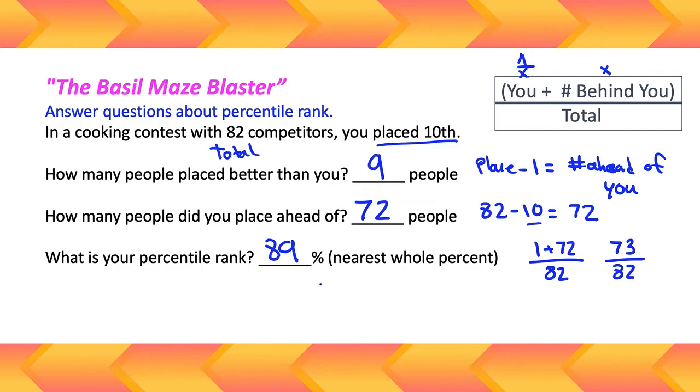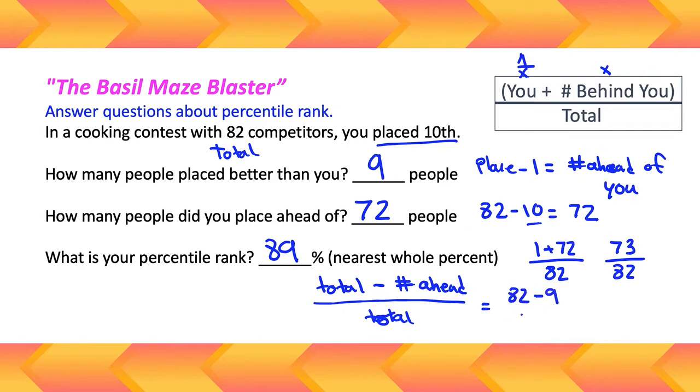So you can also do this. If you take the total and you subtract the number ahead of you, that will also get you your place from the bottom, so to speak. So there's 82 competitors, and 9 of them are ahead of you, and out of 82, when you calculate that again, there you go, same number. So 73, you're 73rd from the bottom. If you're 10th place, you're 73rd from the bottom.